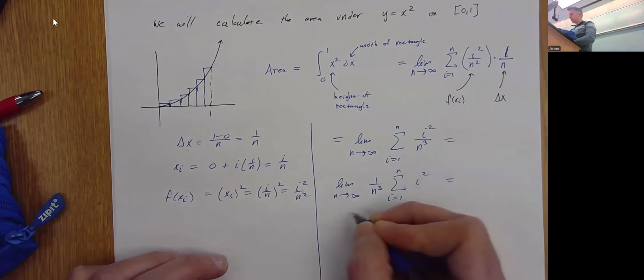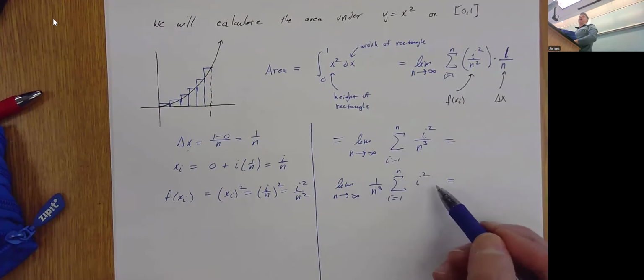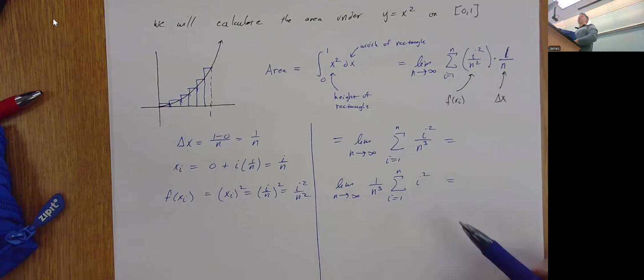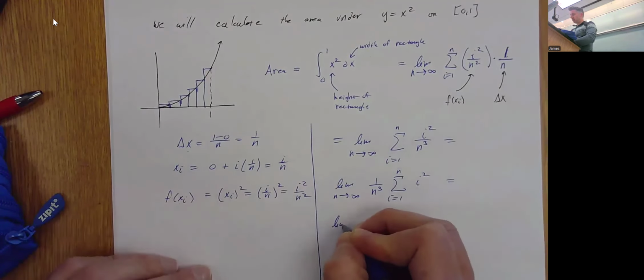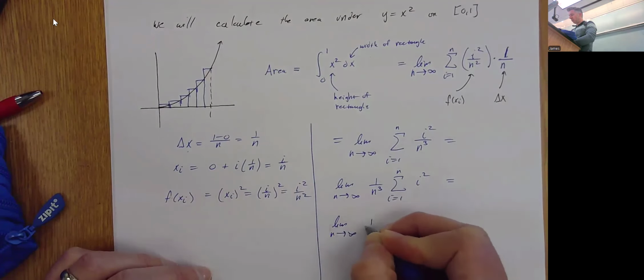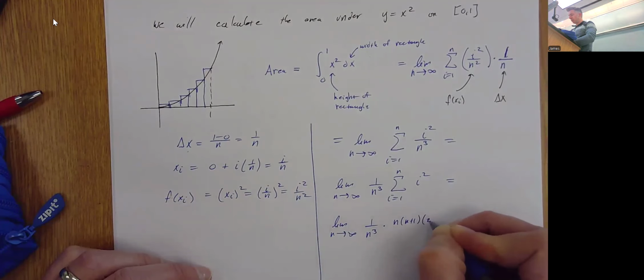So this is going to become, that's why we're doing this, by the way, so that you can get just either the sum of i or the sum of i squared or the sum of i cubed. You're trying to make this expression look like something times a thing we know a formula for. So this is going to be the limit as n goes to infinity of 1 over n cubed times n plus 1 times 2n plus 1, all divided by 6.